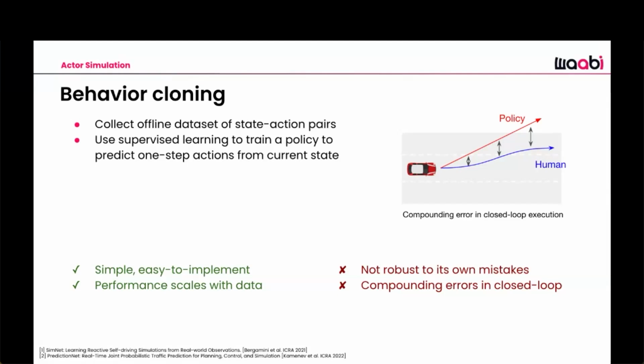However, policies trained in this way are well known to suffer from covariate shift, which means that the policies are not robust to out-of-distribution states induced by their own mistakes. So when we unroll these policies in closed-loop simulation, their errors compound, leading to increasingly unrealistic behaviors. So this is a fundamental problem of behavior cloning. And next, we'll take a look at a couple techniques to address this issue.